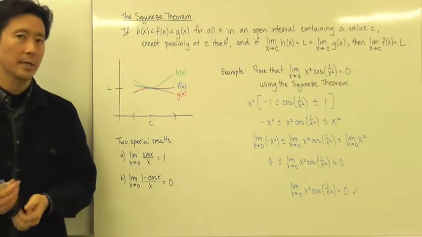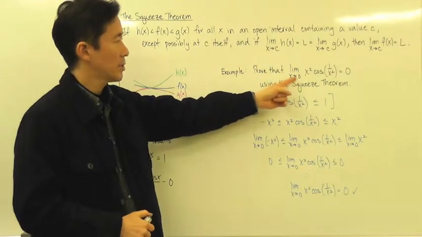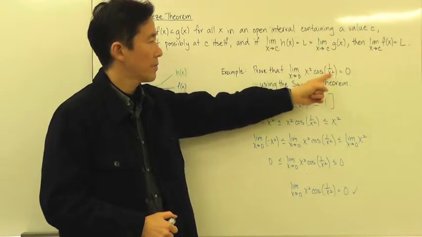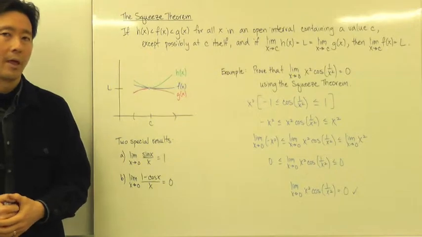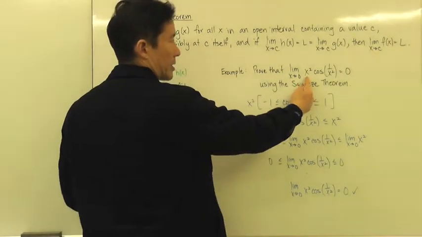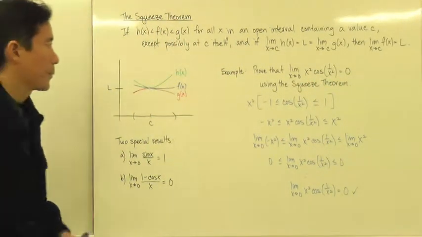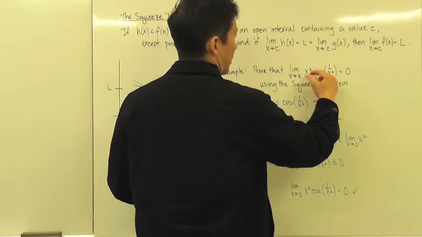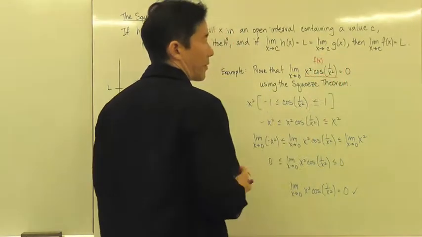So let's go ahead and take a look at the example. The example says, prove that the limit as x approaches 0 of x squared cosine of 1 over x squared is equal to 0 by using the squeeze theorem. Now, what we're going to have to do is consider this part right over here as f of x. So this is the part here that I want to consider to be f of x.